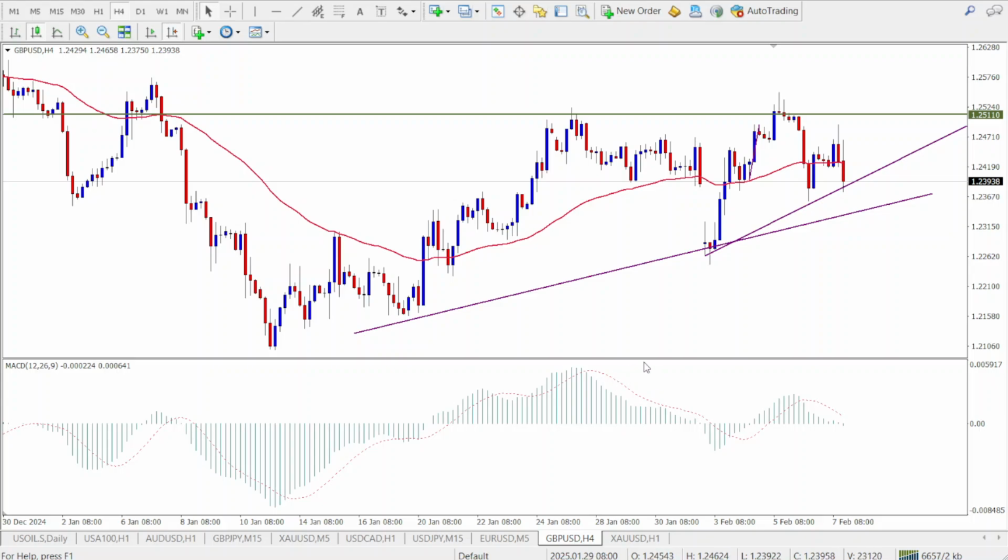Another mistake to avoid is trading against the trend. MACD works best when used in the direction of the trend, so trying to predict reversals can be risky. By avoiding these mistakes, you'll use MACD more effectively and increase your chances of better trade setups.